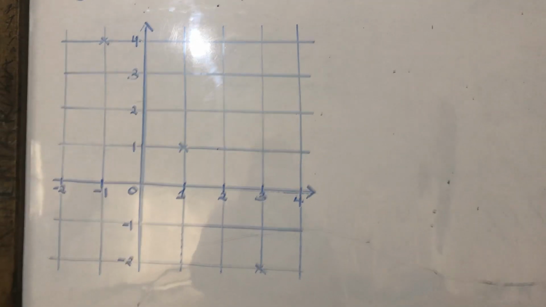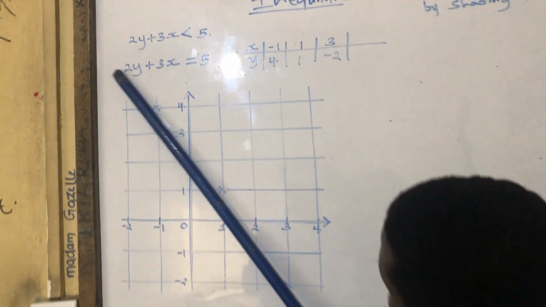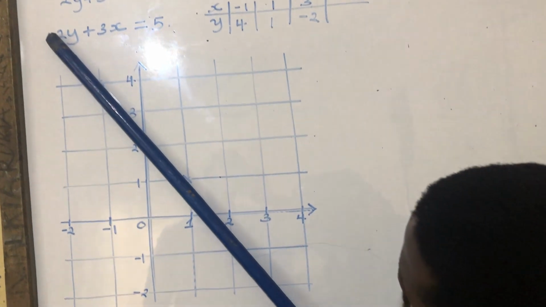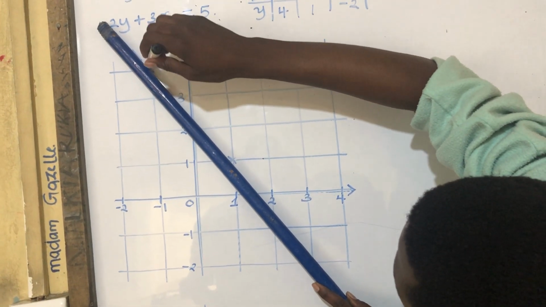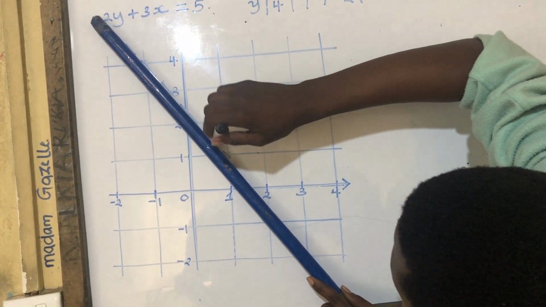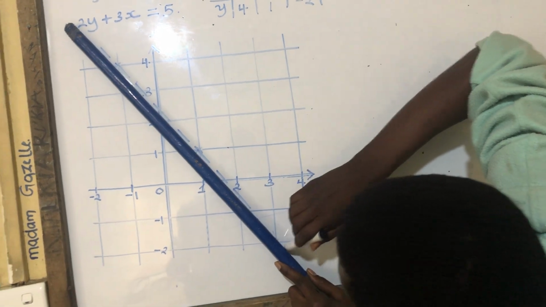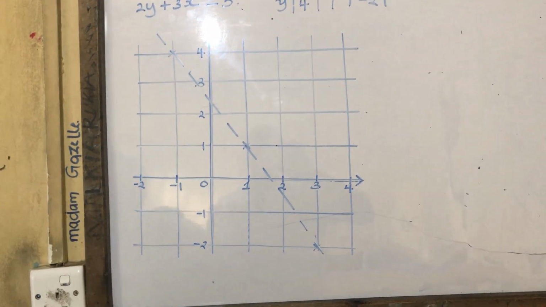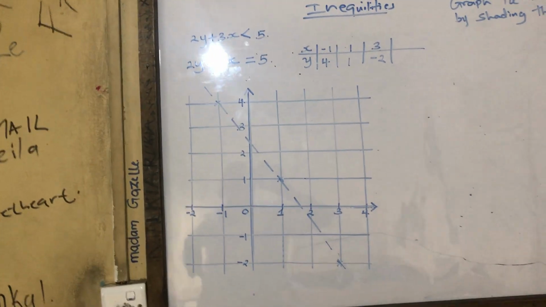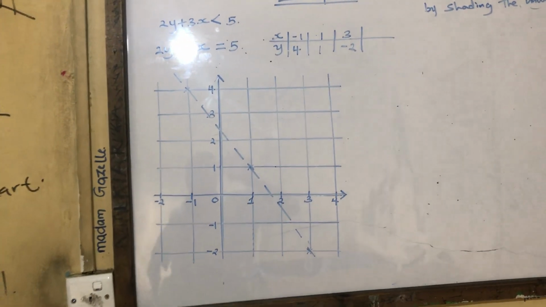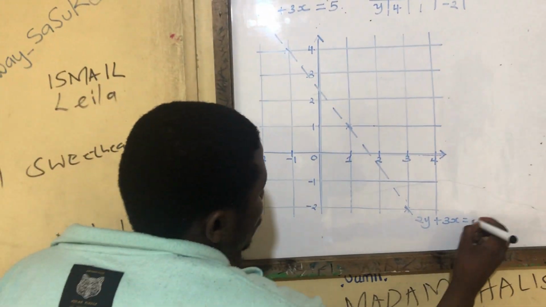What will we do then? You will then take your ruler, then join the points using a broken line. Do take note, the line should be broken. That is our line, 2y plus 3x is equal to 5.